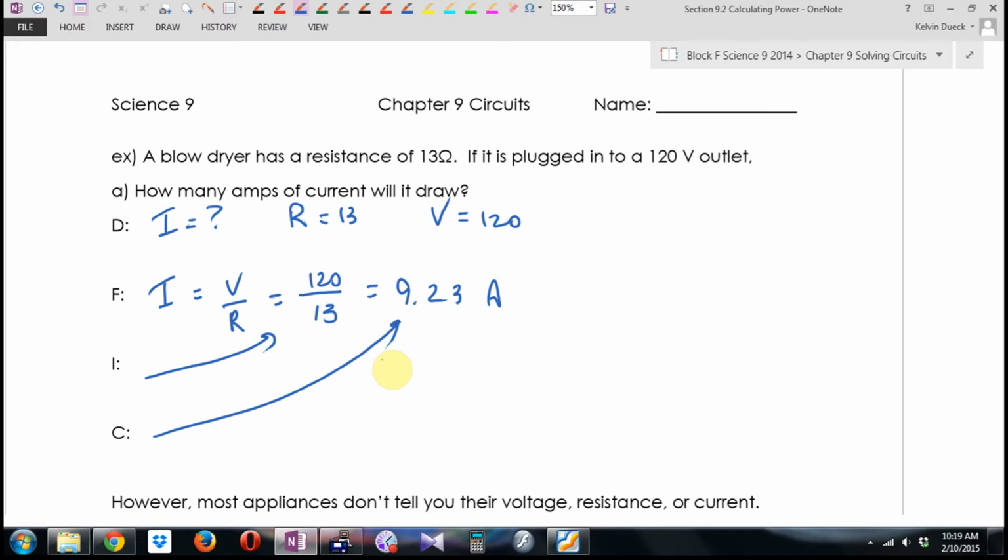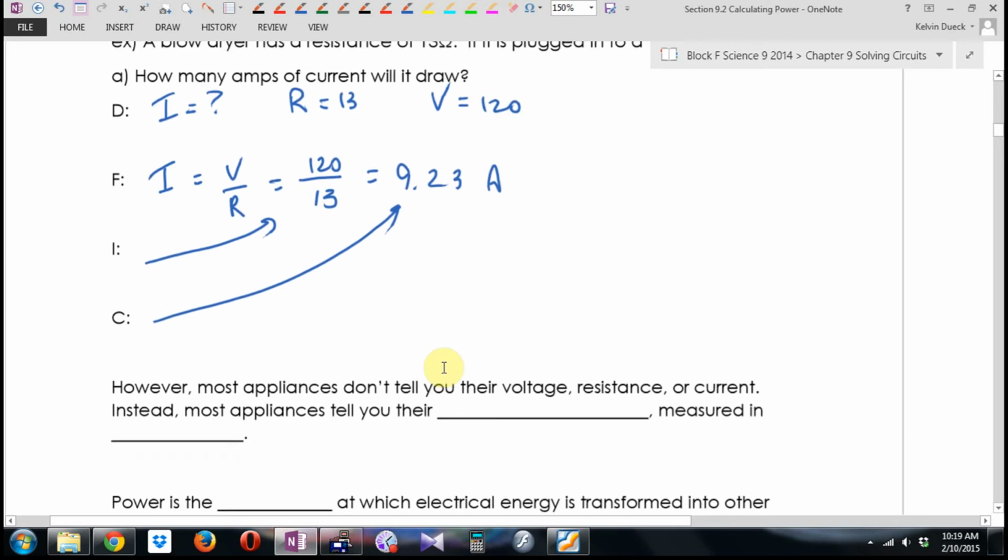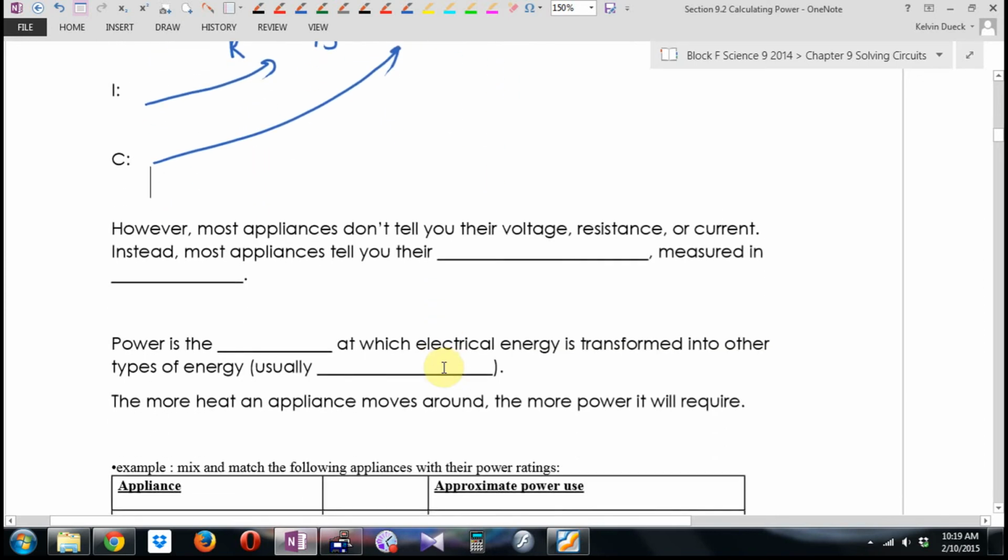However, I wrote here, most appliances don't tell you their voltage or their resistance or their current. In fact, you know what most appliances tell you? Their power. Measured in, anybody know what power is measured in? I'll give you a hint. Power is measured in what? Watts. Ah, there you go. That's my standard joke. Power is measured in what? Watts. Okay. Symbol for watts, capital W.